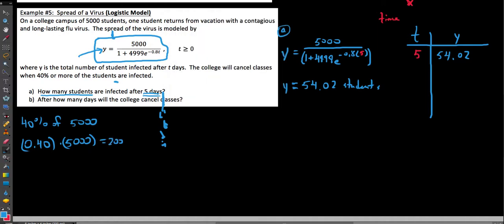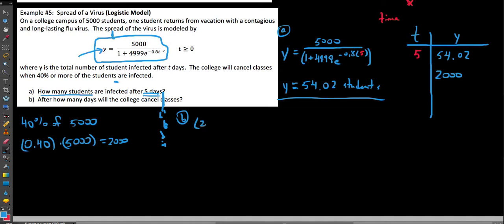We say 2,000 here. But that just means that what I know is I want to find the time when 2,000 students are infected. And so one might surmise that, well, it's got to be more than 5 days because only 54-ish students were infected according to our model at 5 days. So then let's take our model here. We're going to say letter B. And this is going to involve a little bit more work because we're going to have to solve for t in this model. And that's what makes this an exponential equation that we have to go solve.